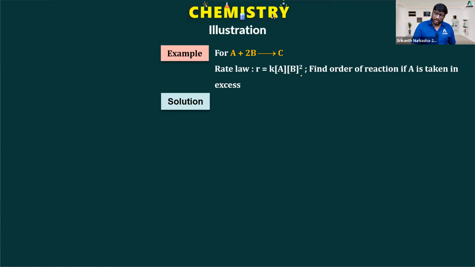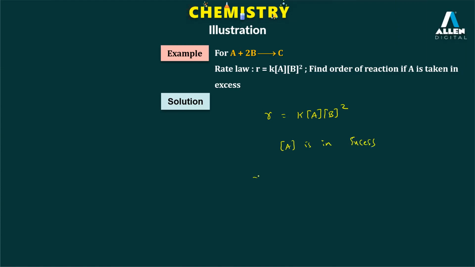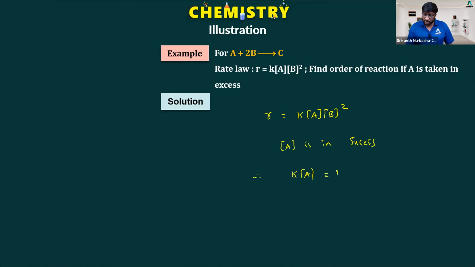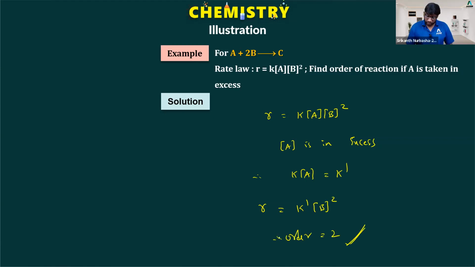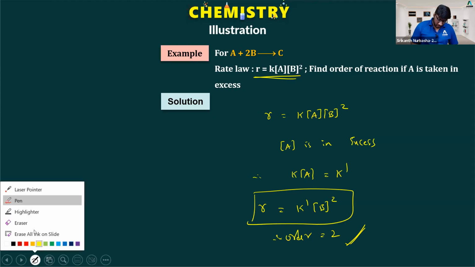The rate law is given as K into the concentration of A into the concentration of B power 2. Find the order of reaction if A is taken in excess. R is equal to K into the concentration of A into the concentration of B power 2. The concentration of A is in excess. Therefore, K into the concentration of A is equal to some K dash. So R is equal to K dash into the concentration of B power 2. Therefore, the order is equal to 2, because it depends only on B, and the concentration of B is raised to the power 2 in the rate law.